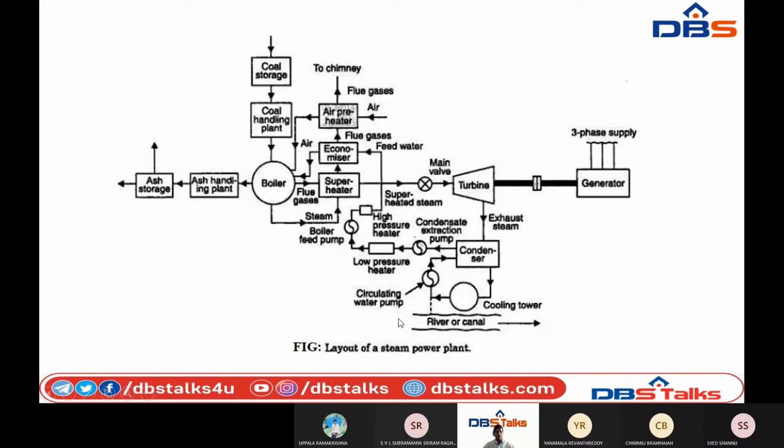Coming to the layout of a steam power plant, we covered four circuits. The first circuit is coal and ash. The second circuit is air and gas. The third one is the feed water flow, and the fourth one is the cooling water circuit. These are the four circuits included in the layout of a steam power plant, and we completed them in the last class.